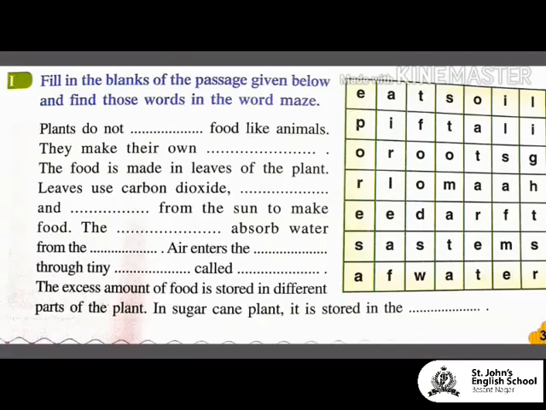Okay students, this is the lesson. Today's assignment, you can see a word maze and fill in the blanks of the passage. With the help of the word maze, you have to find the answers for the fill-ups asked in the passage.